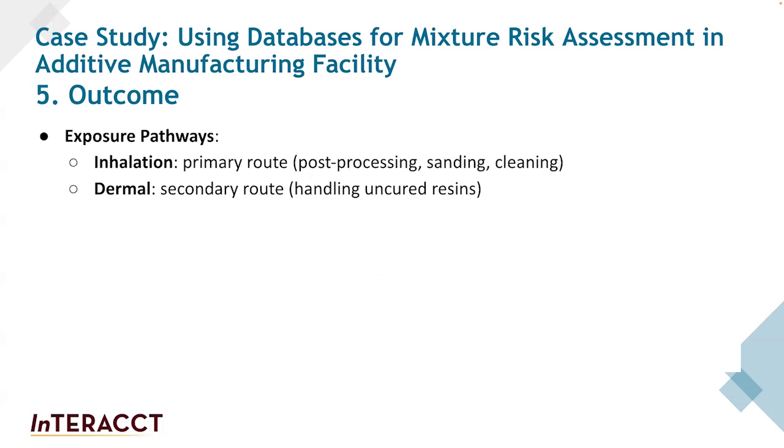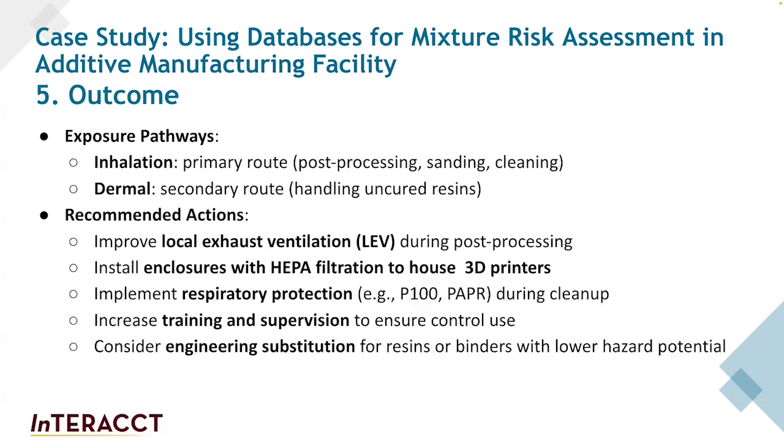To address these risks, several control measures are recommended. First, improve local exhaust ventilation during post-processing. Second, install enclosed 3D printers with HEPA filters. Third, provide appropriate respiratory protection such as P100 or powered air purifying respirators during cleanup. Fourth, strengthen training and supervision to ensure proper control use. Fifth, consider substituting current resins or binders with alternatives that have a lower hazard potential.